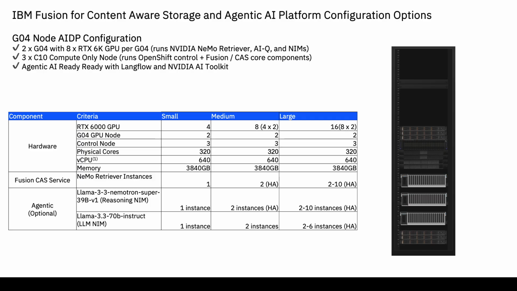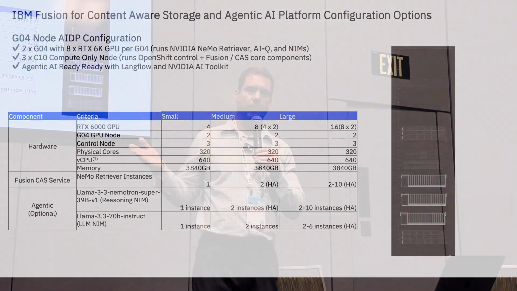So Fusion HCI is introducing a new GPU node. We call it the G04 GPU node. And with this GPU node, we can scale the number of Blackwell GPUs in it. Once we have those GPUs in it, we can then allocate basically the workload for the content-aware storage. We can scale it up as you need to. So we have small, medium, and large. If I have a small, I have up to 4 Blackwell GPUs, and then I can scale the amount of data that I can ingest per day based on that GPU workload.